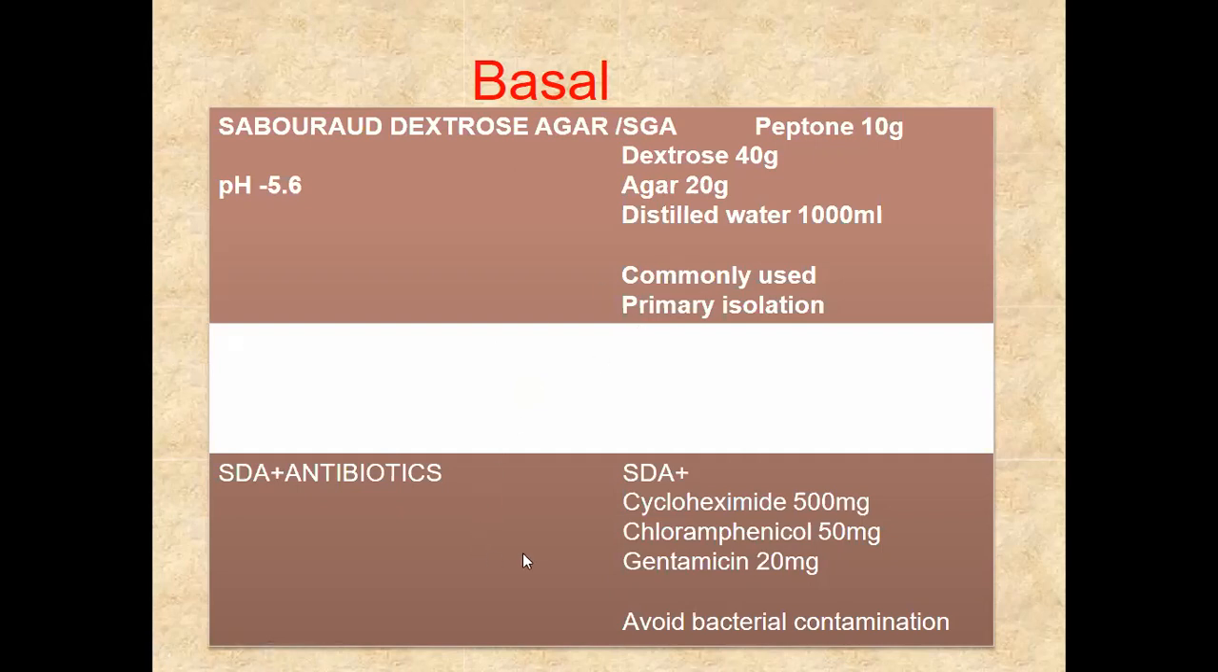So we need to avoid bacterial contamination, and to avoid that we use some antibiotics to kill the bacteria. To this basal medium we add antibiotics like chloramphenicol, 50 mg, gentamicin, or cycloheximide, 500 mg. If we add these antibiotics to the basal agar medium, the bacteria will not be able to grow on it. They cannot sustain, and we can isolate only the fungal organism.